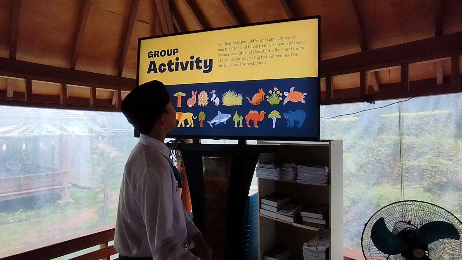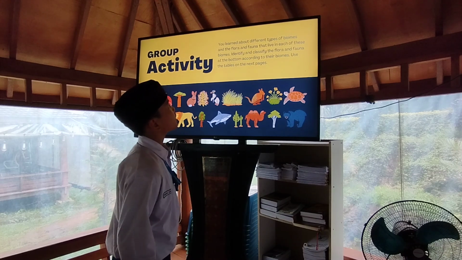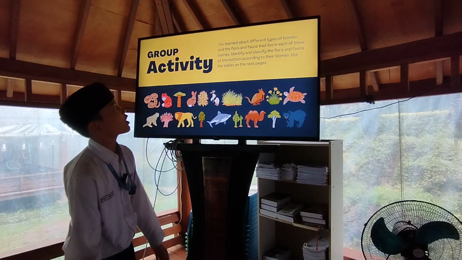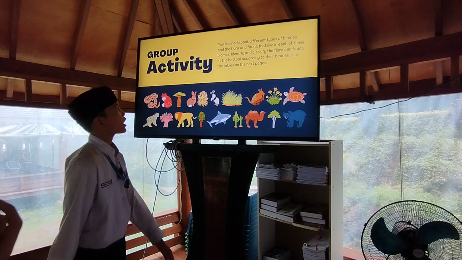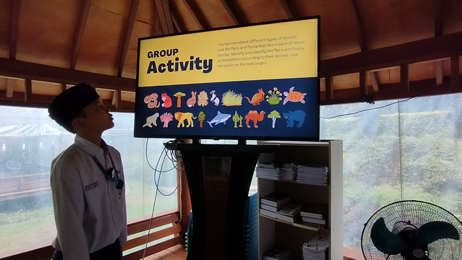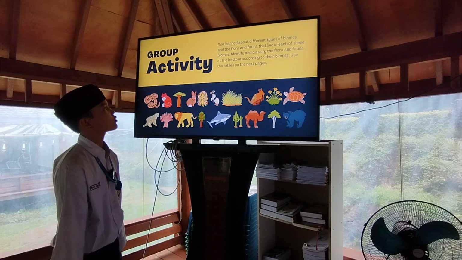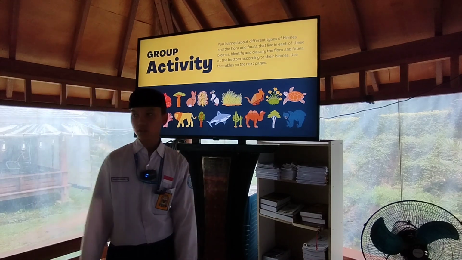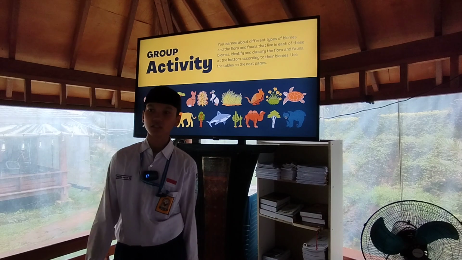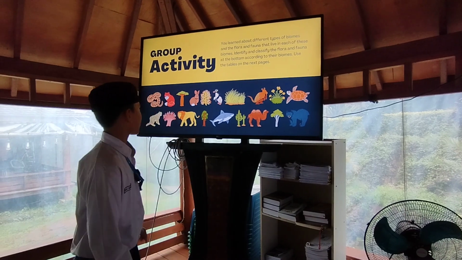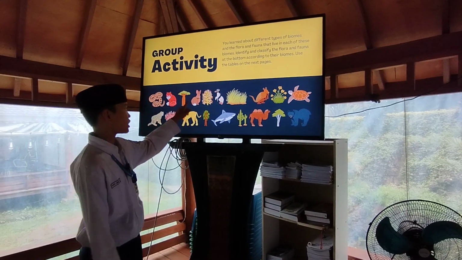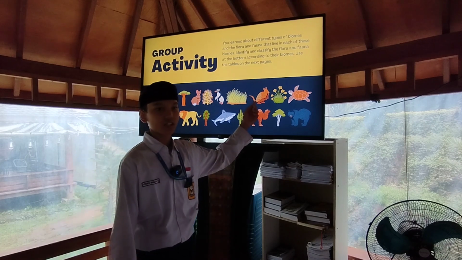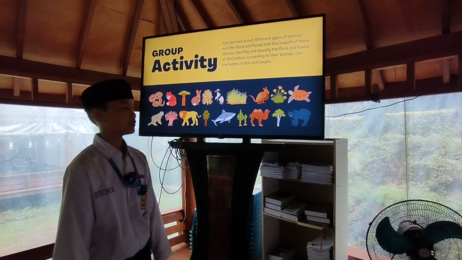So you have learned about the different types of biomes and the flora and fauna that live in each biome. Identify and classify the flora and fauna at the bottom according to their biomes. Use the tables on the next one. Okay, before we go, I'm going to give you guys some questions. So, this animal lives where, this animal lives where, and this animal lives where.